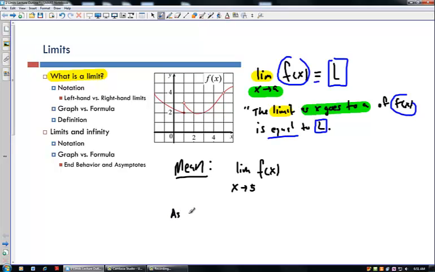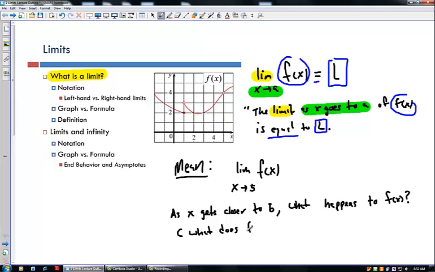So as x gets closer to 5, what happens to f of x? What does f of x get closer to, if anything, because it may not exist. We've talked a little bit about this.